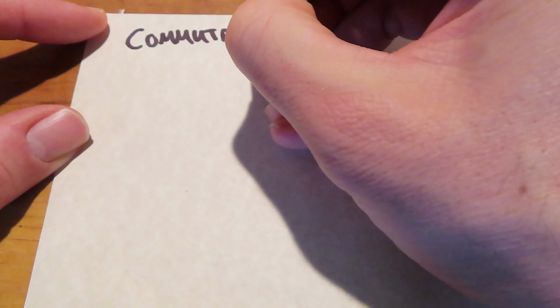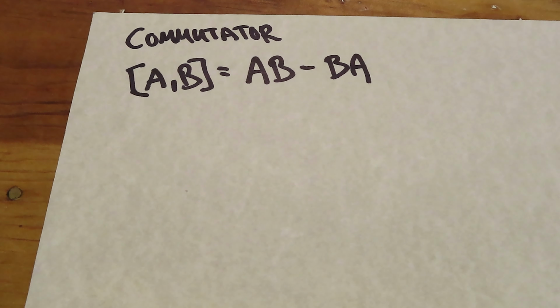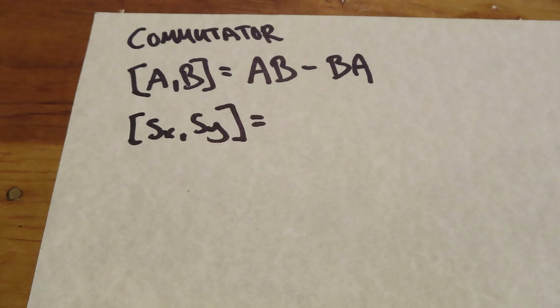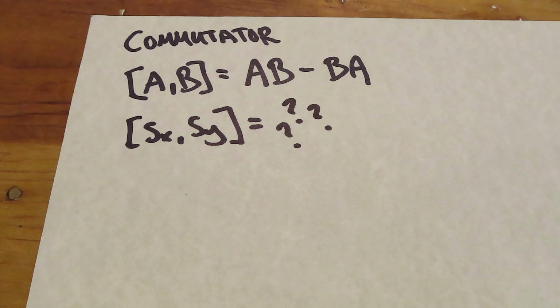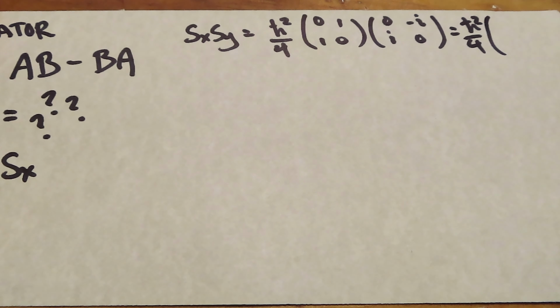To make this analogy more precise, we're going to introduce the concept of a matrix commutator. The commutator of two matrices A and B is simply defined to be AB minus BA. It's a measure of how much the two matrices A and B fail to commute. We'll see this a lot in quantum mechanics. To practice, let's take the commutator of the spin operators Sx and Sy. Well, what do we get? Let's work it out. Sx times Sy is nothing more than i hbar over 2 times Sz.